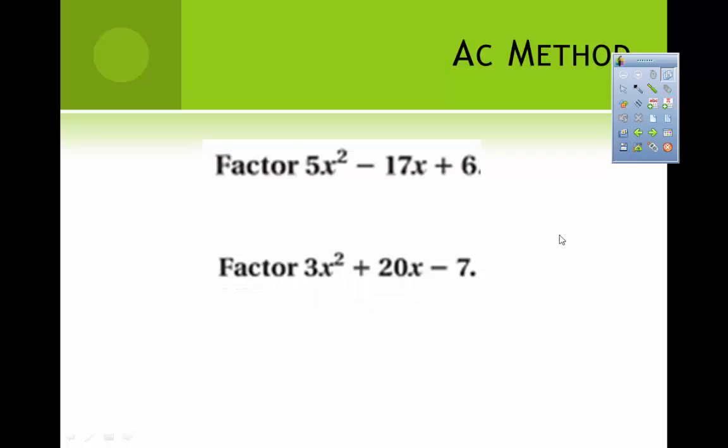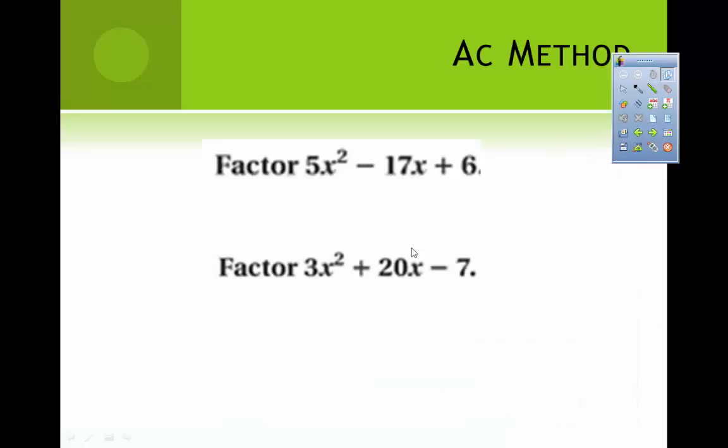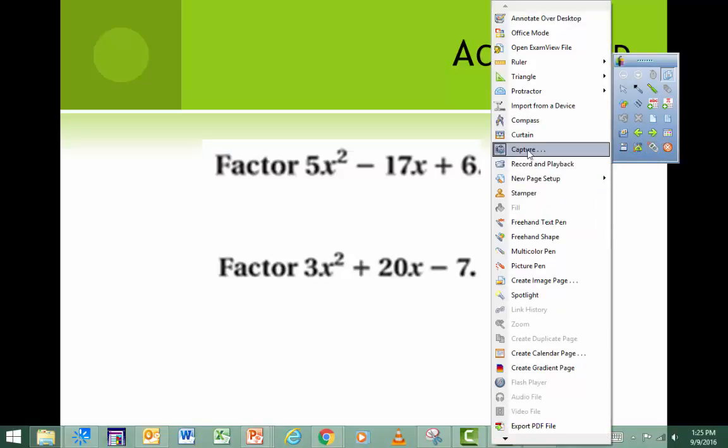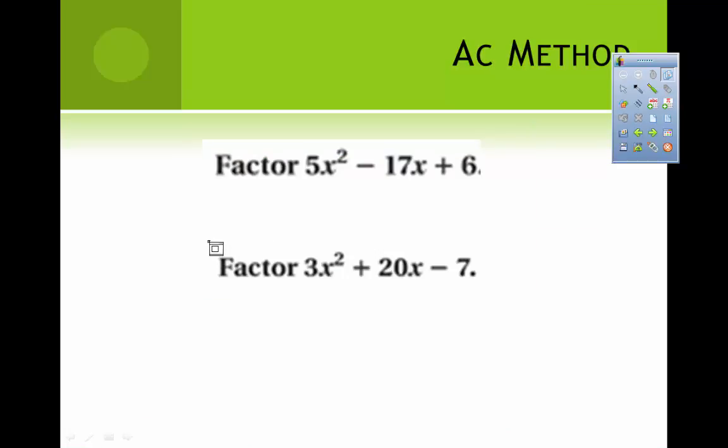Alright, so here's what I want to do. I'm going to capture this and put it on its own screen. Hopefully I'll do that. Put a screen there. And now, let me do this. Watch this. I'll show you both methods on the same sheet right next to each other. I gotta grab my tools and get my capture tool. Partial. You need a partial? Bam.